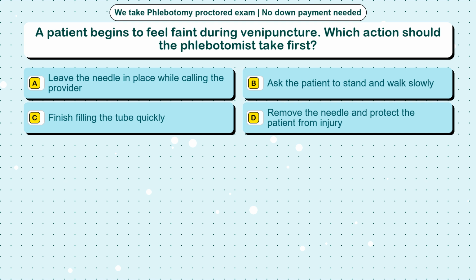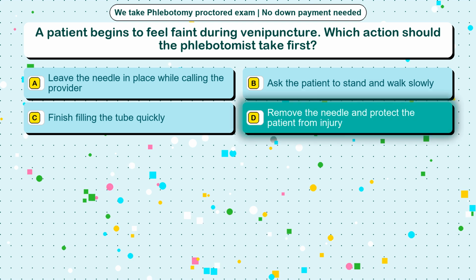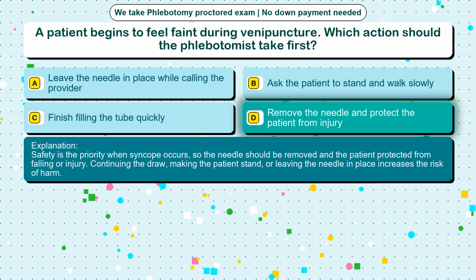Option B, ask the patient to stand and walk slowly. Option C, finish filling the tube quickly. Option D, remove the needle and protect the patient from injury. The correct answer is option D, remove the needle and protect the patient from injury. Safety is the priority when syncope occurs, so the needle should be removed and the patient protected from falling or injury. Continuing the draw, making the patient stand, or leaving the needle in place increases the risk of harm.